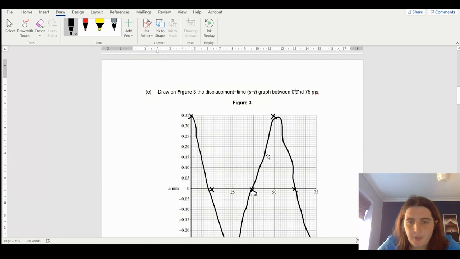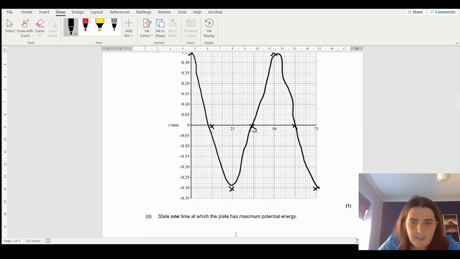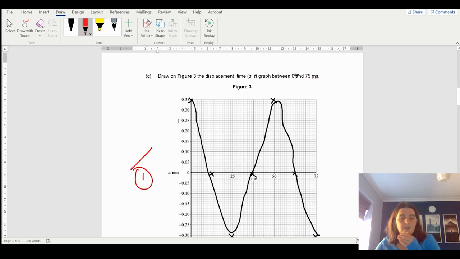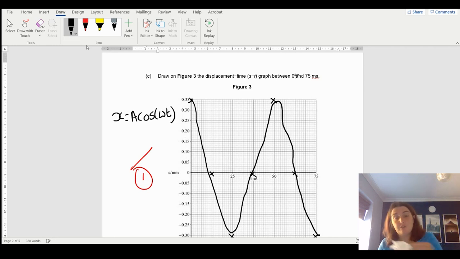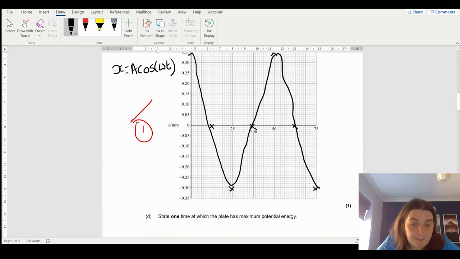And that's what I tend to work with, those points. I don't work with points in between. So this is only worth 1 mark, and it's only worth 1 mark for this. You could have actually used the fact that you know that x equals a cos omega t, and that is on your data sheet, so you could have used that there. Or you can just memorize how these graphs work.